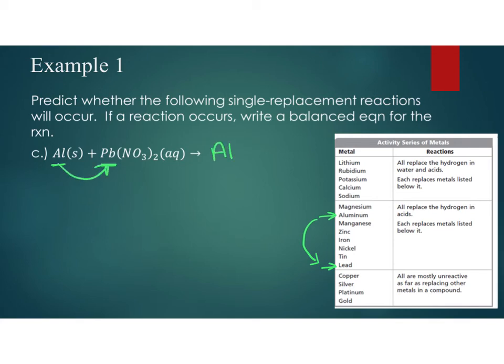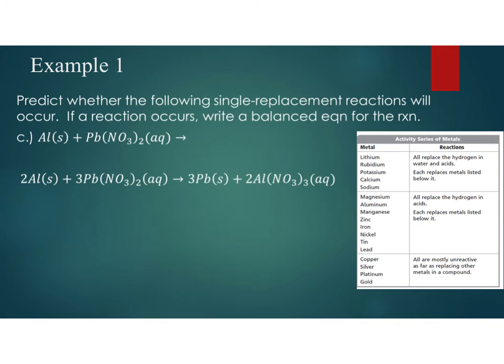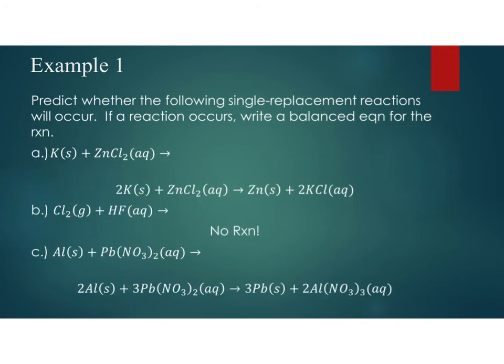So I have Al, which has a +3, and I have NO3, which is a -1. So I have Al(NO3)3 plus lead, which will be on its own. And now we can go ahead and balance this. And when we balance it, we end up with this equation right here. So here are the 3 equations that we just balanced, all on one sheet. Please let me know if you have any questions on example 1.